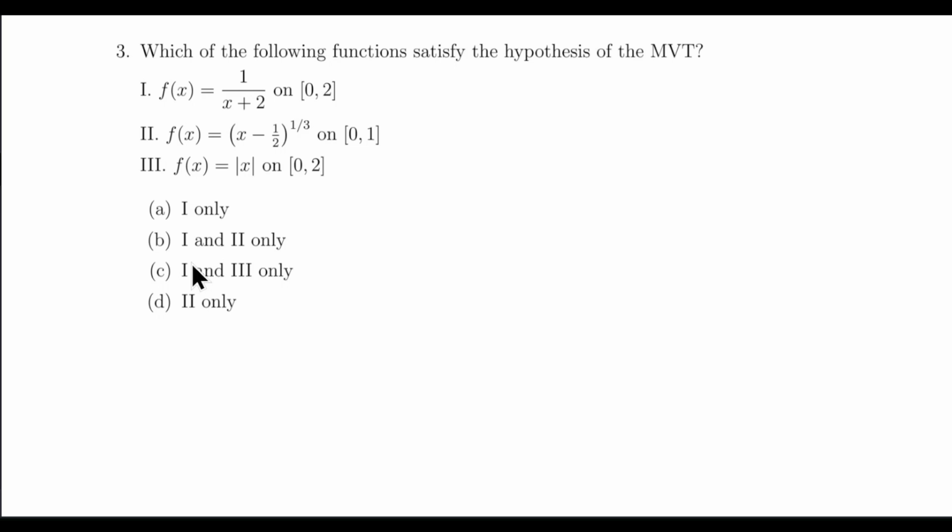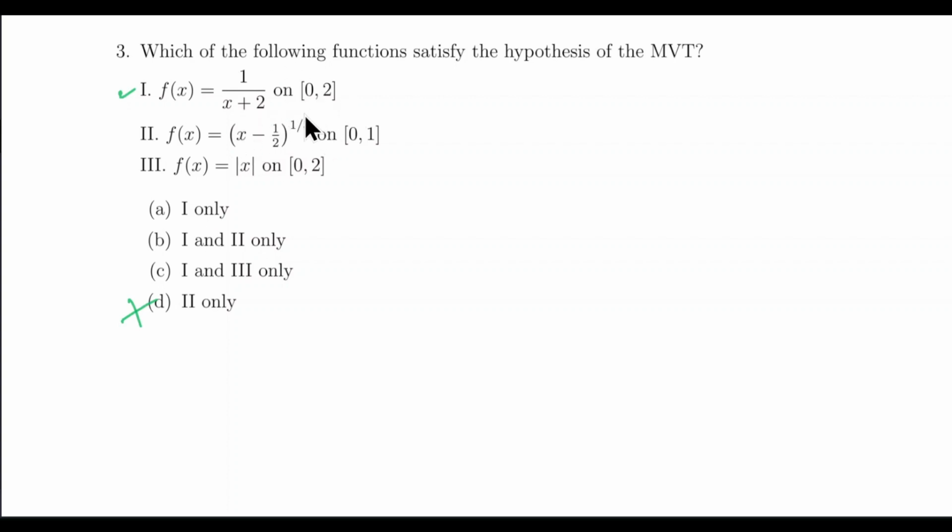Okay. Which of the following functions satisfies the hypothesis of the MVT? Okay. I think this does, because it is always continuous. I mean, obviously not continuous at -2, but I'm not bothered. It is always continuous between 0 and 2. There is no such point that can make it discontinuous. And it is always differentiable as well. I mean, again, it is not differentiable at -2, but -2 is not here. So 1 definitely meets the criteria. So it cannot be option D.